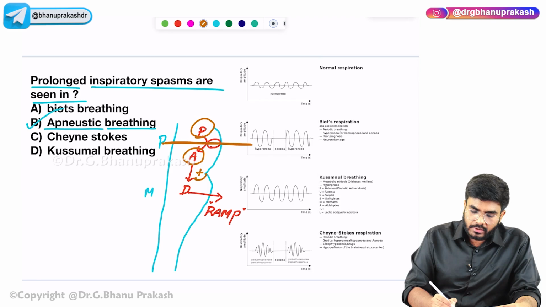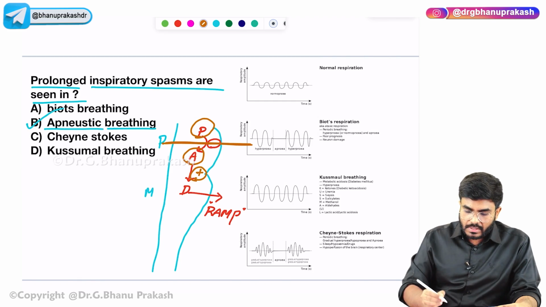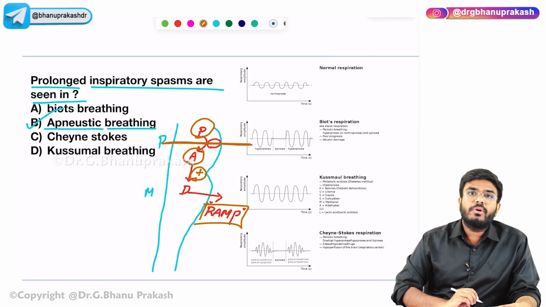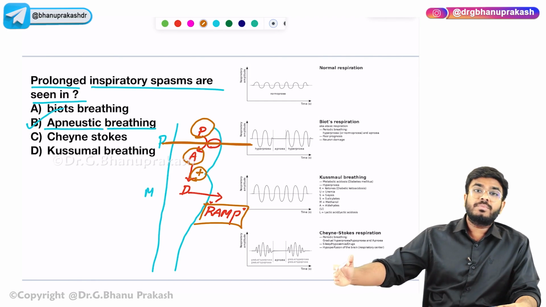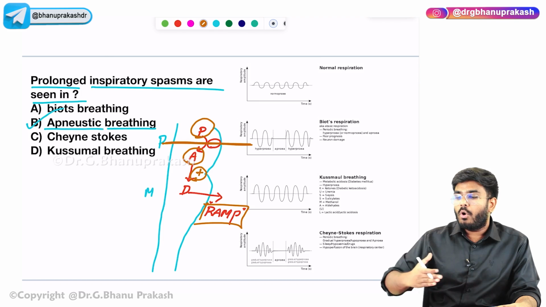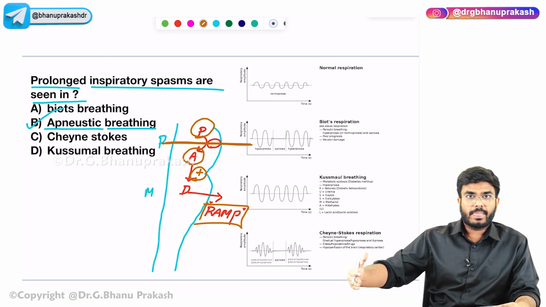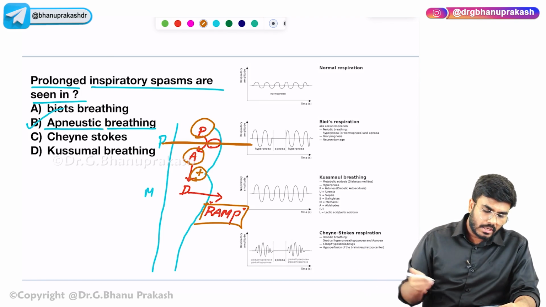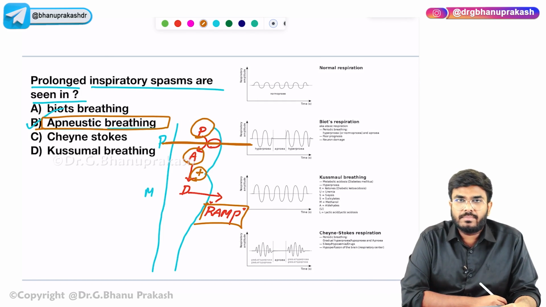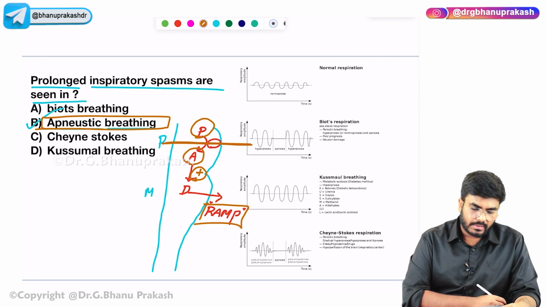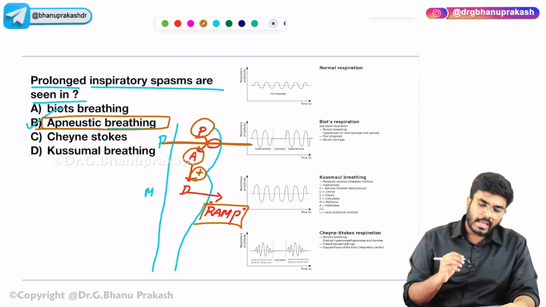Now, what will this apneustic center do? The apneustic center continuously stimulates the dorsal respiratory group. The dorsal respiratory group is going to produce the ramp signals continuously, so there will be prolonged inspiration. Inspiration is not going to stop. There will be more, deeper inspiration. That prolonged inspiration is also called apneustic spasms, or apneustic breathing. Prolonged inspiratory spasms are called apneustic breathing.